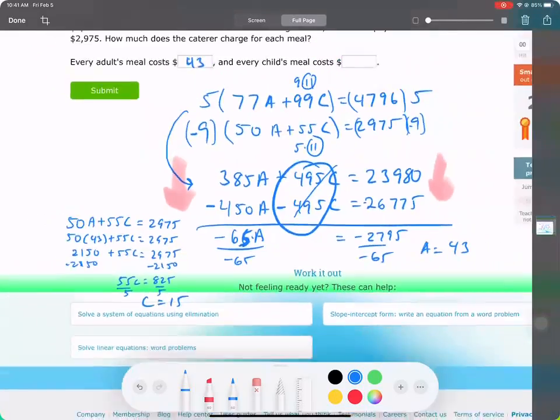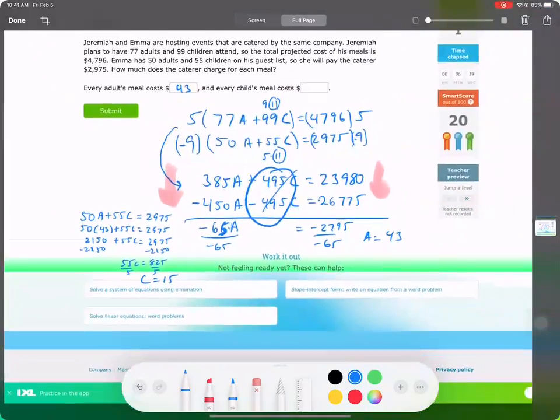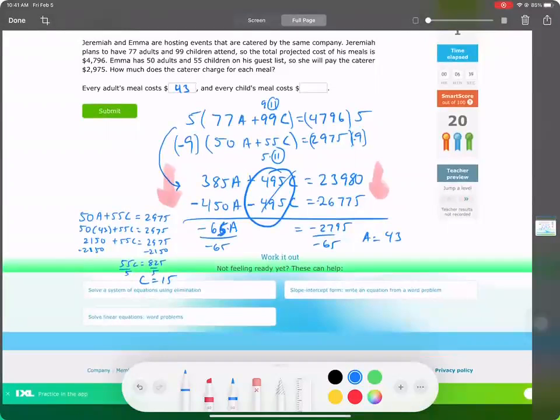So the idea is that we could take this huge problem, run exactly the same steps we had practiced before on our other elimination problems in IXL, and use that to solve this system. And it would say, hey, it would cost adults $43 and it costs the children $15. If I want to double check, if I plug in 77 times $43 plus 99 times $15, does that give us our 4,796? Again, I'm going to use my calculator to double check this.